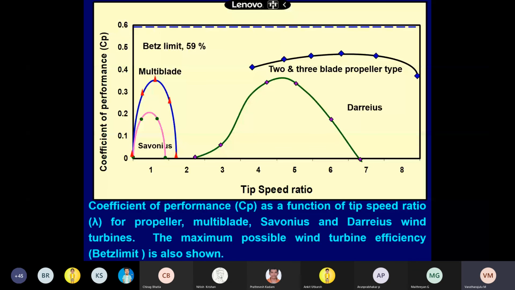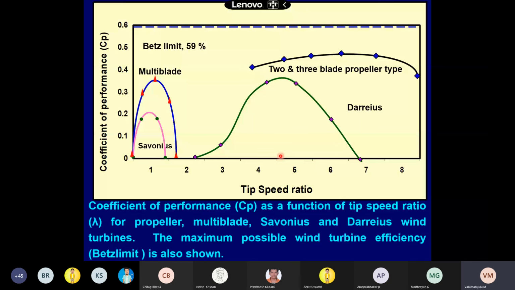We will take an example of tip speed ratio. The Betz limit is given here as 59 percent. Let the tip speed ratio axis be 1, 2, 3, 4. When there is a tip speed ratio of 4, then the coefficient of performance should be 0.34 for the Darrieus.